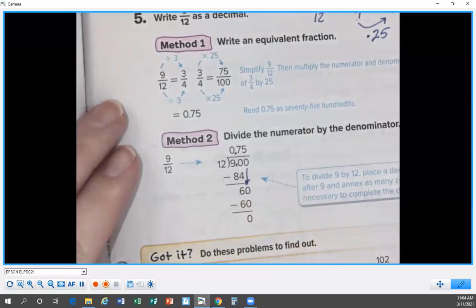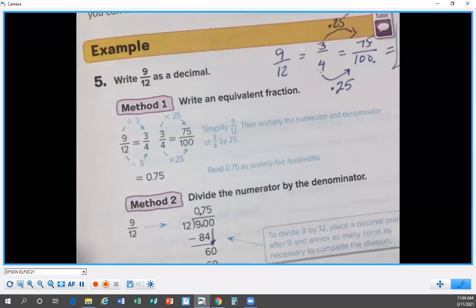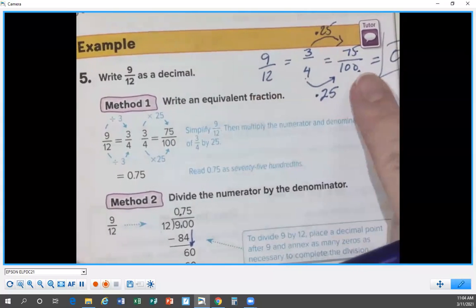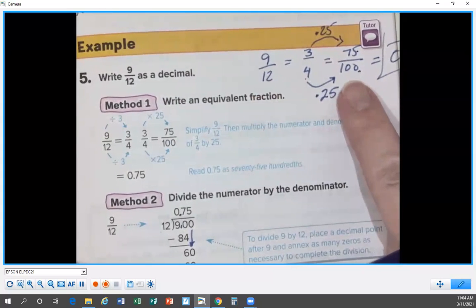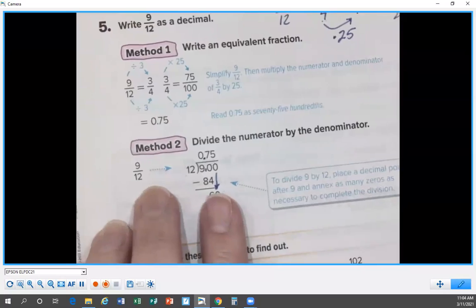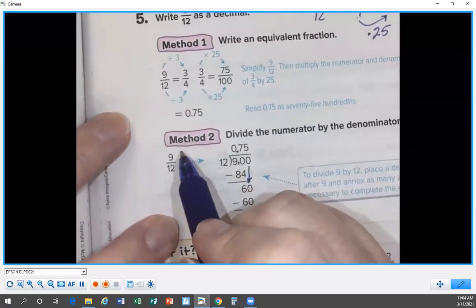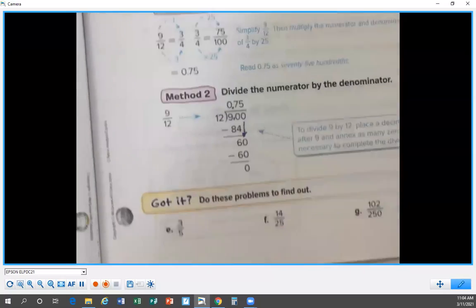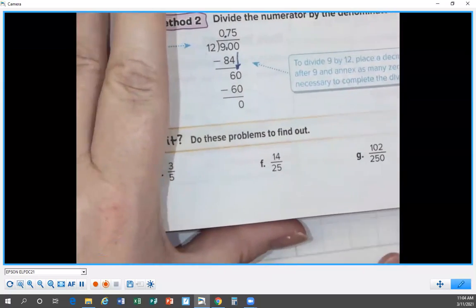So method 1, if you can play with the numbers to avoid having to do long division, you can work it to see if you can get into factors of 10, so 10, 100, 1,000, 10,000, etc. And then method 2 is just divide them out. Remember, this means 9 divided by 12. Okay, let's do Got It, E, F, and G.